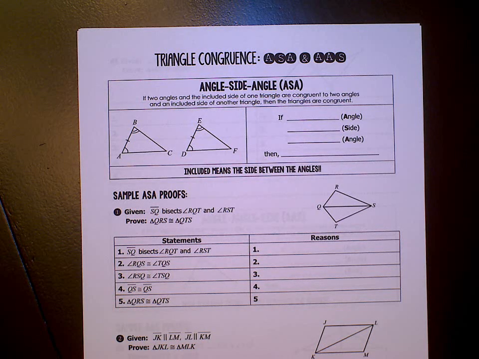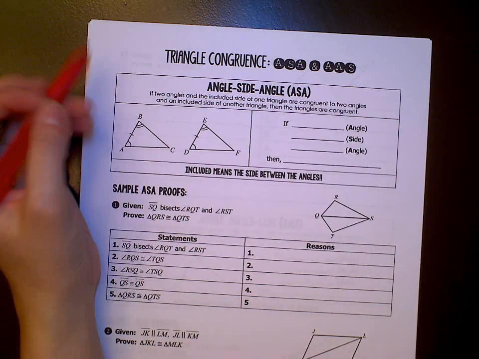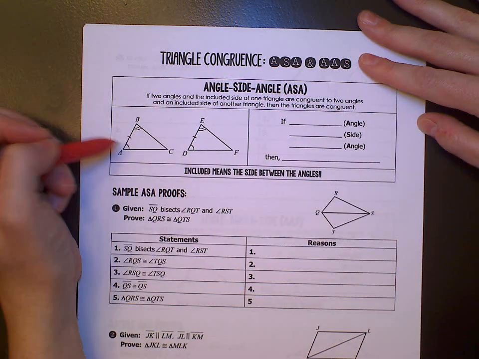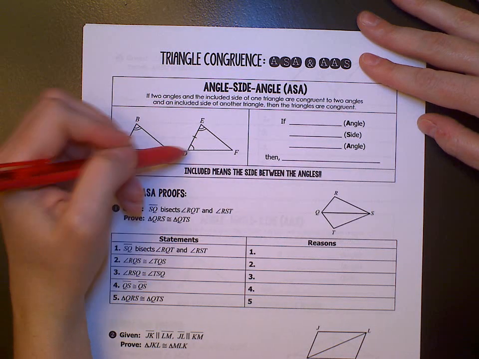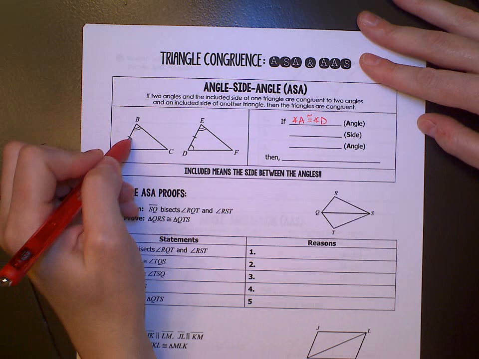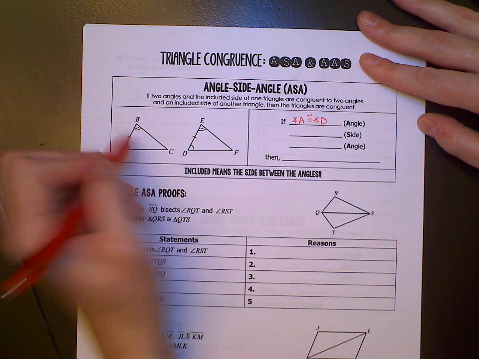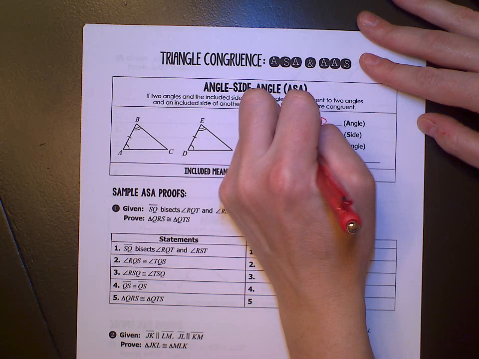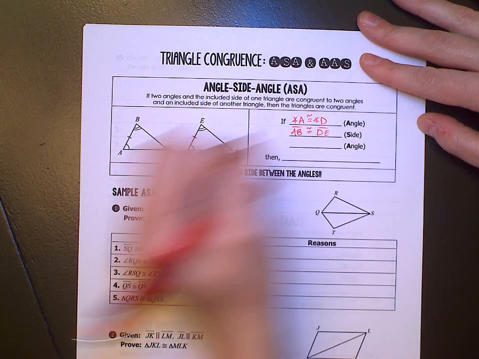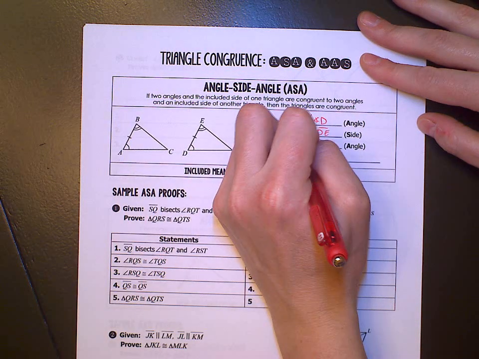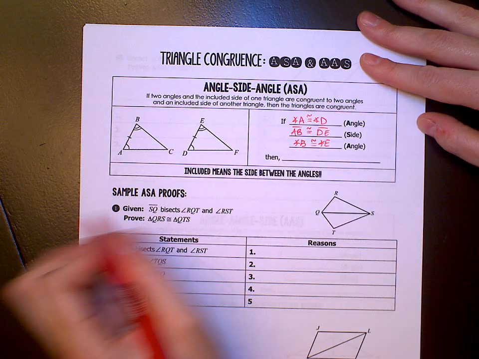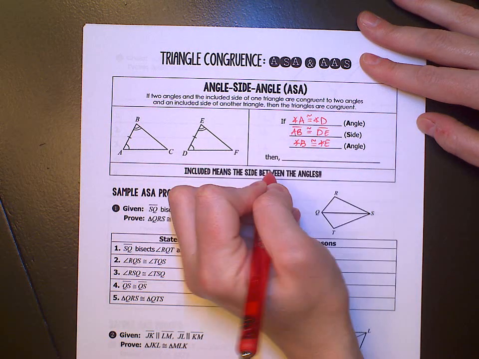So this first section at the top we talk about two angles and then a side being between them. If we look at this diagram here, we have angle A and angle D. Those two are congruent. And then there's this side in between, AB and DE. And then these angles B and E are congruent. Okay, it makes those two triangles congruent by angle, side, angle.